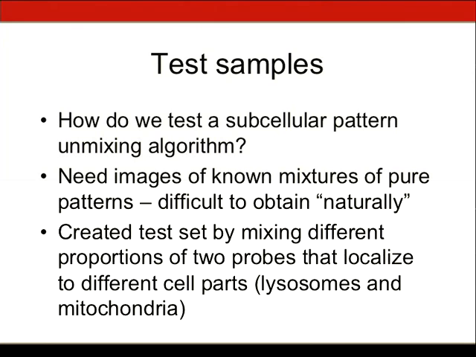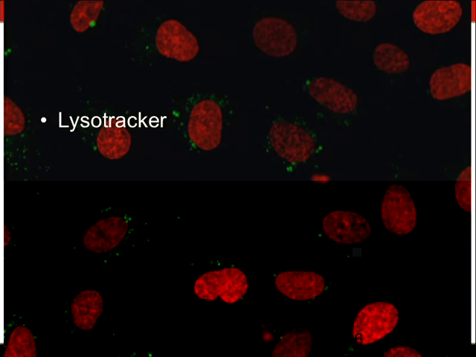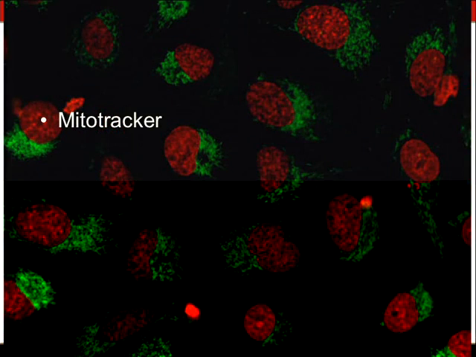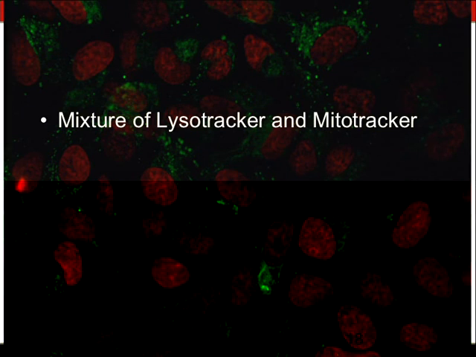So we created a test set by mixing different proportions of two fluorescent probes that have the same fluor, but that localize to different parts of the cell. And these are just example images of these two probes. Lysotracker stains acidic compartments like lysosomes. Mitotracker stains mitochondria. And here's an example of an image of a mixture of the two dyes.